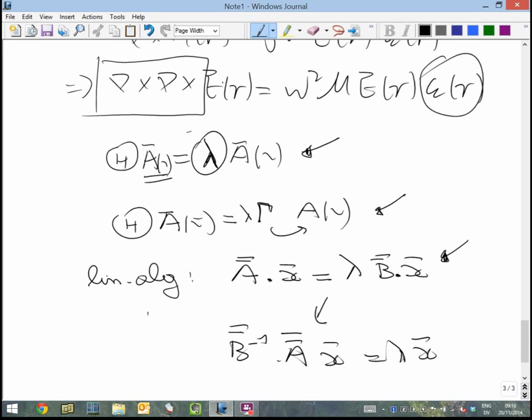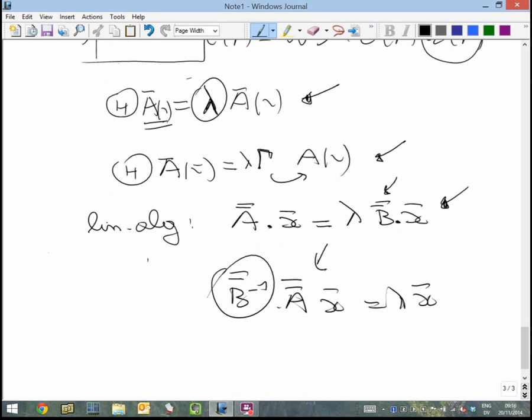Yeah, that could be a problem, right? If b is singular, then you run into numerical issues, and then it's much better to have this b safely at the right hand side where it can't cause any problems, and have your numerical technique take care of that.